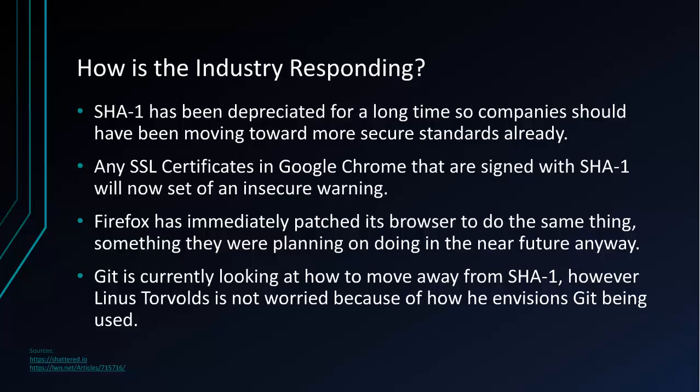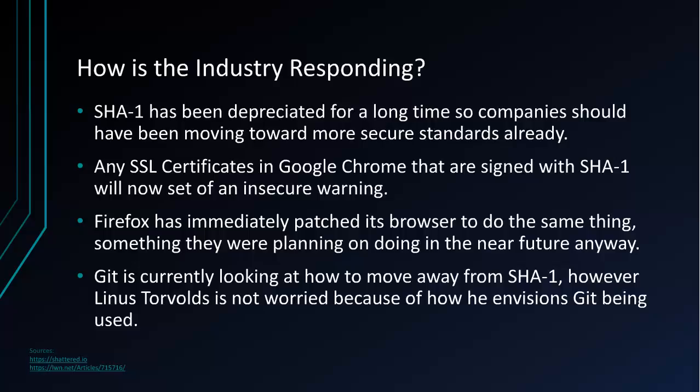SHA-1 has actually been deprecated for a long time, so most new systems should already be set up using a different hashing algorithm. As of when Google released this white paper, Chrome had already been set to mark any website that still uses SHA-1 for its SSL certificates with an insecure warning, similar to the one you get when you have an invalid certificate anyway. Firefox was planning on adding this functionality at a later time. However, they immediately set their browser to do this as soon as the white paper was released.